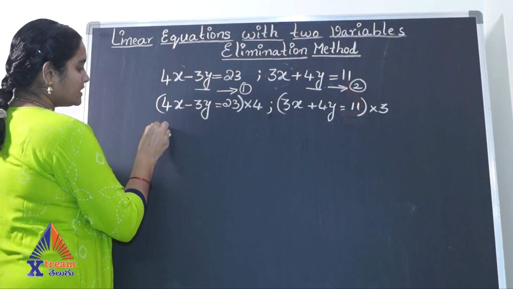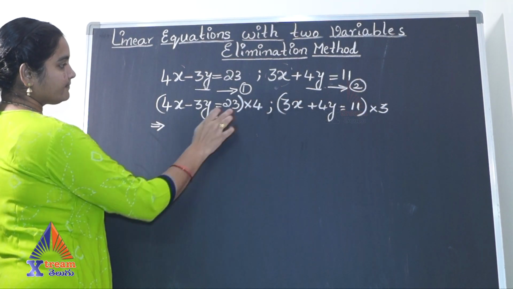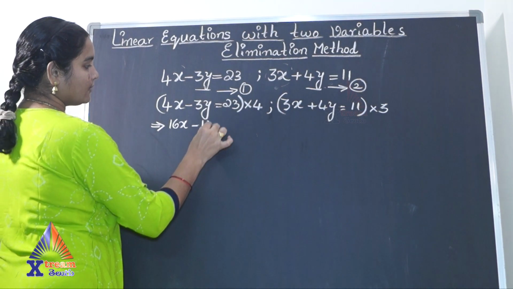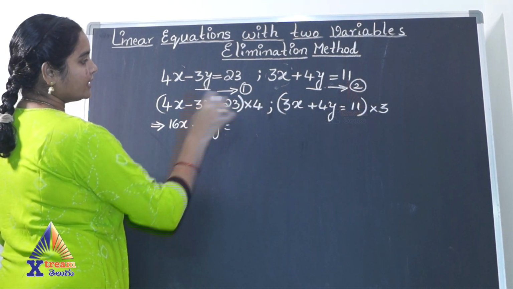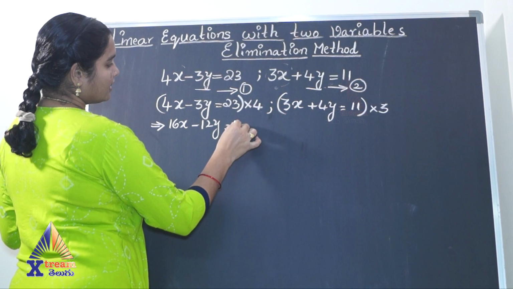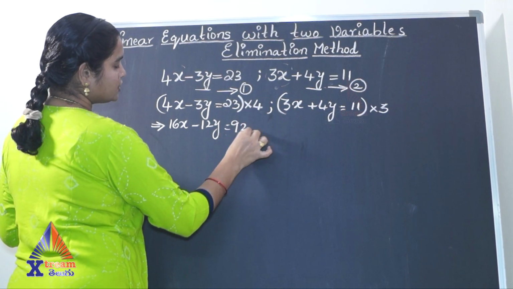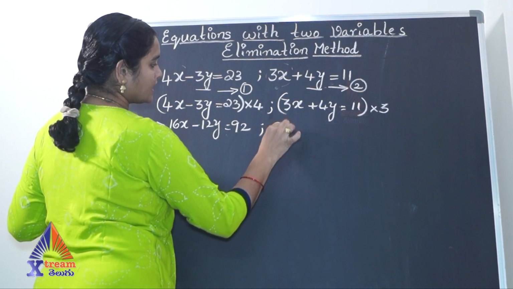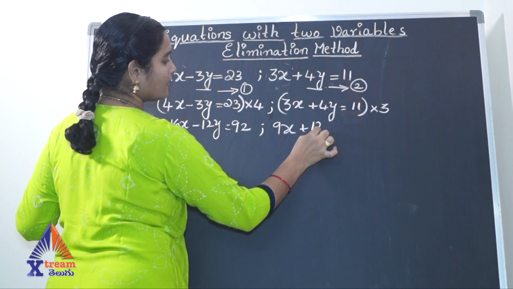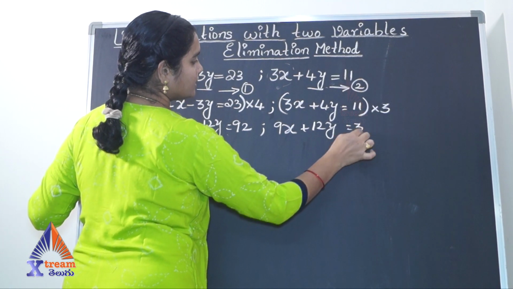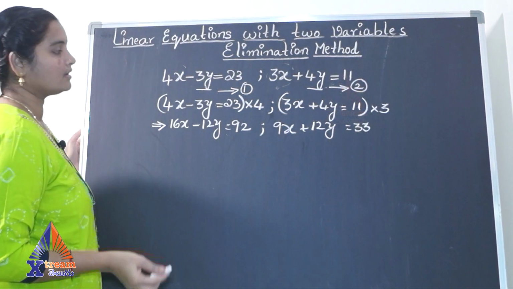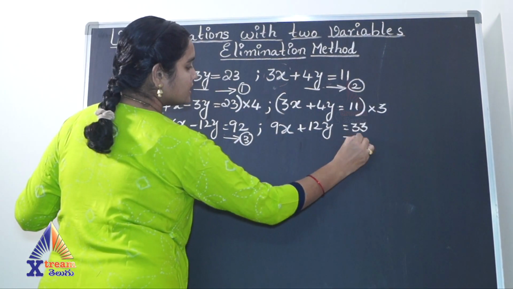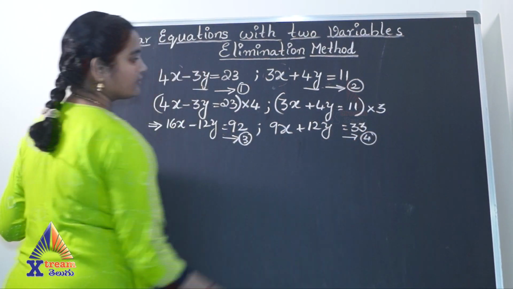Okay, so what is the result here? Result here: 4 4s are 16x minus 4 3s are 12y. This 23 4s, we get it as 92. Now this 3 3s are 9x plus 12y is equal to 33. Okay, now let this be equation 3 and this be equation 4.